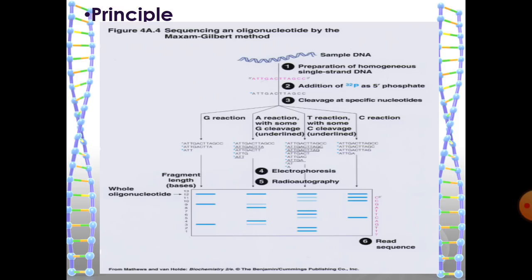Here an equal volume of four different single stranded DNA samples is taken into four different tubes, and each tube contains a different chemical. After that, these samples are incubated for some time, and then electrophoresed in polyacrylamide gel electrophoresis. Since we are using radiolabeled P32, the DNA bands are visualized through autoradiography.